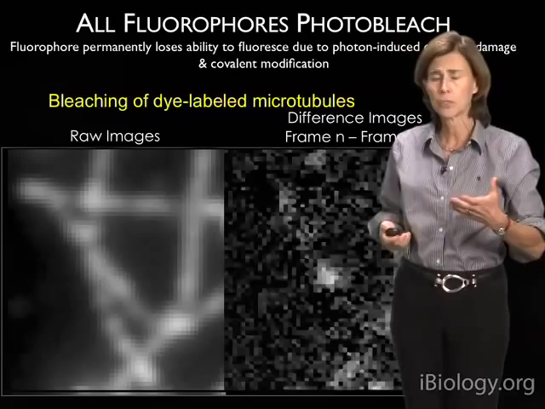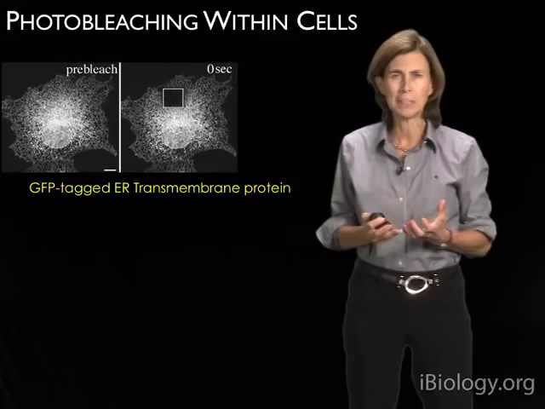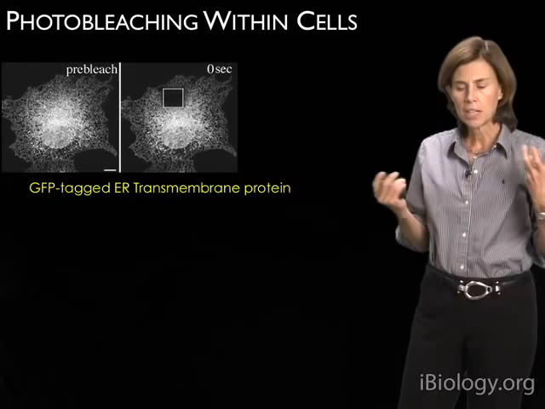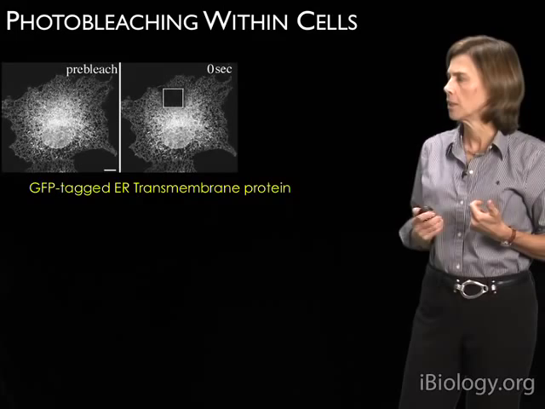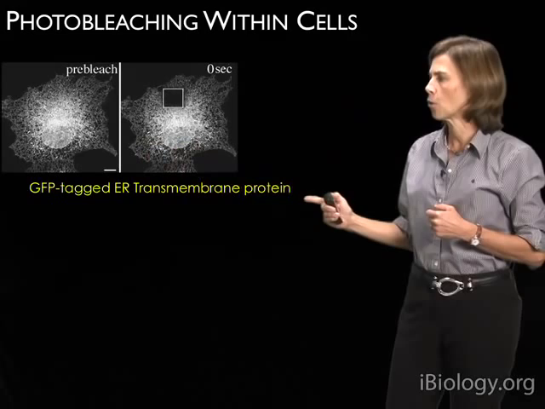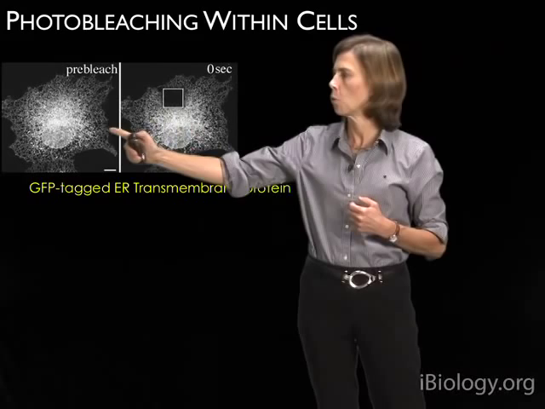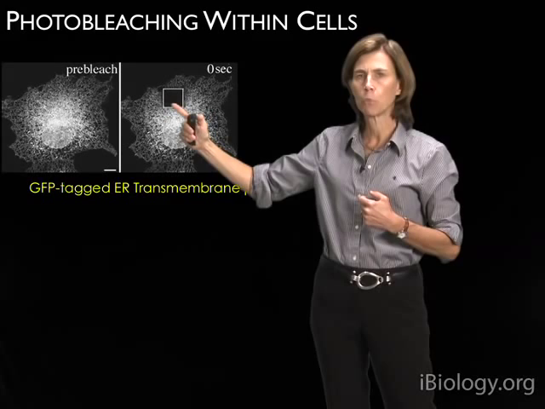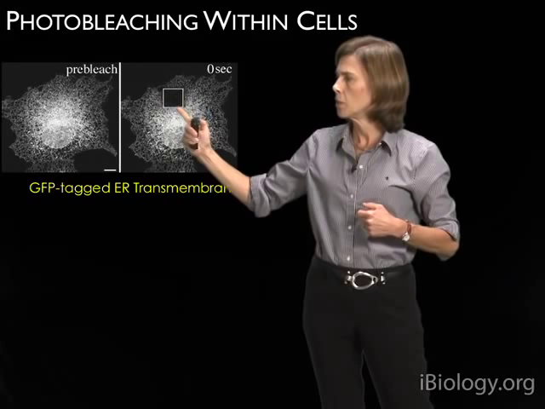Now, researchers have long realized the capability of this technique, because one characteristic of photobleaching is that the brighter the light that you expose your specimen to, the more rapidly the fluorophores undergo photobleaching. And this is illustrated in this experiment here, where GFP-tagged ER transmembrane protein is being exposed to confocal light of one intensity. And then, shortly thereafter, a small region of interest is exposed to very bright intensity light, which leads to the permanent inactivation of all the fluorophores in that region of interest.